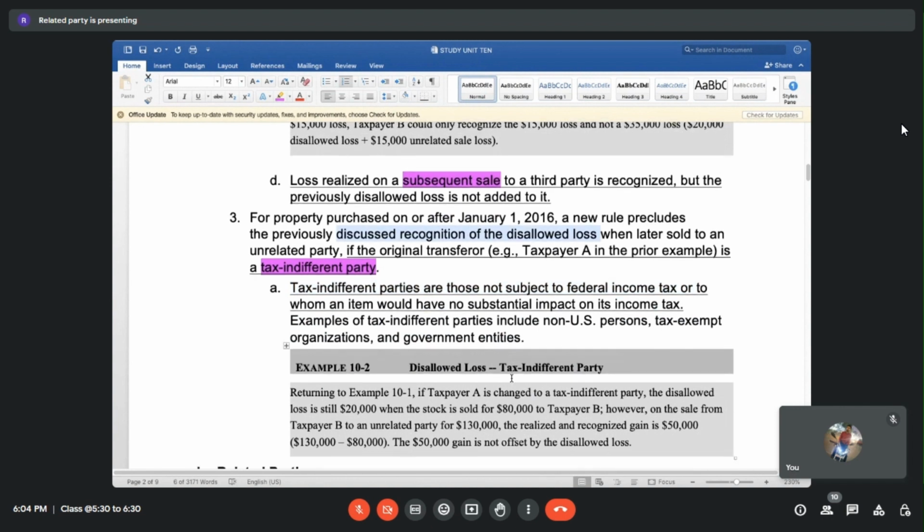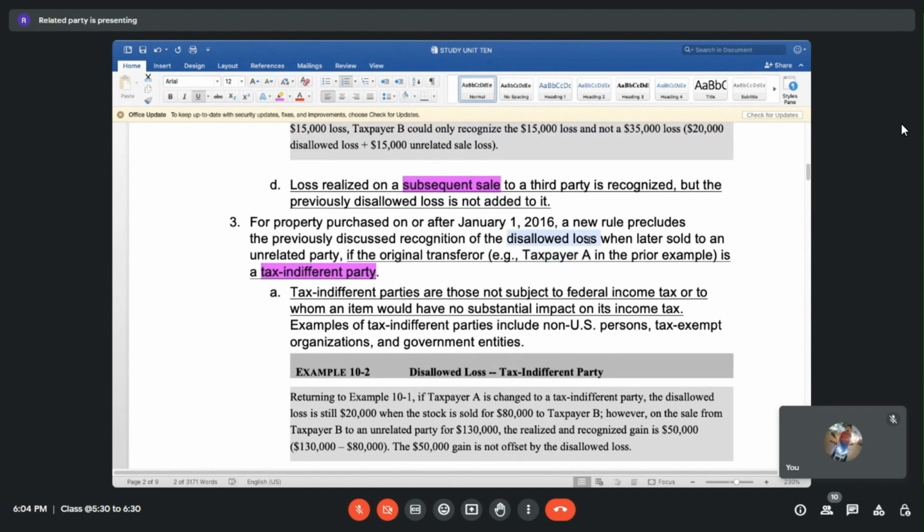So the new rule precludes the previously discussed recognition of disallowed loss. What it is saying is that you'll not be taking advantage of that disallowed loss. Why? Because it's not like party A is really suffering because their losses were disallowed. It doesn't matter to them. Anyway, they're not paying taxes. They're not going through any tax hardship. They're not being put in a disadvantageous situation.